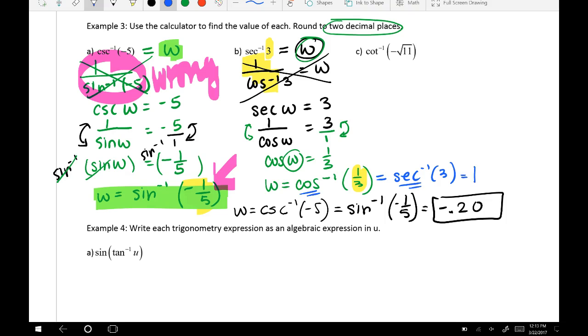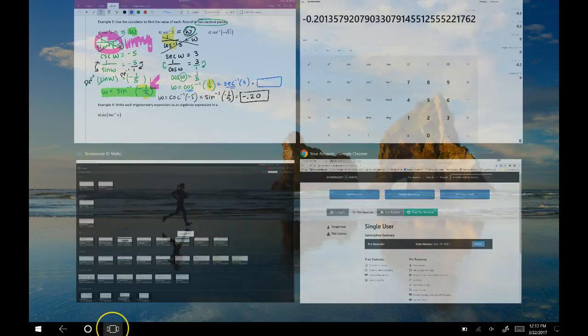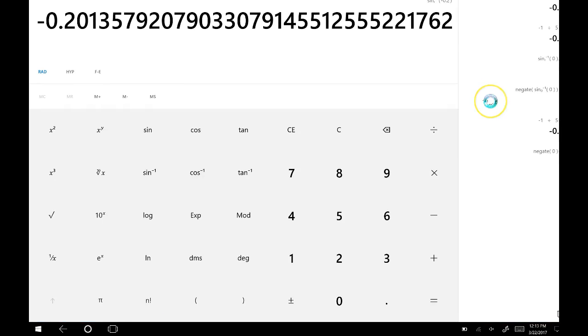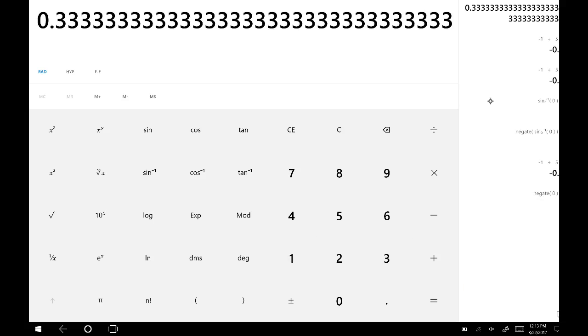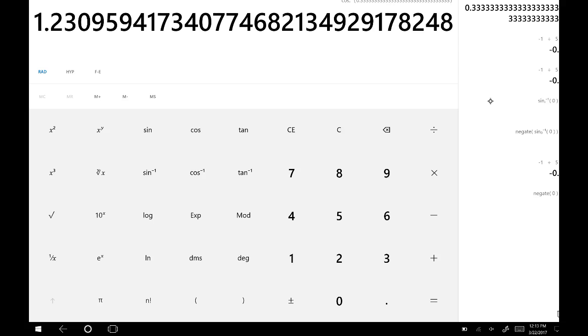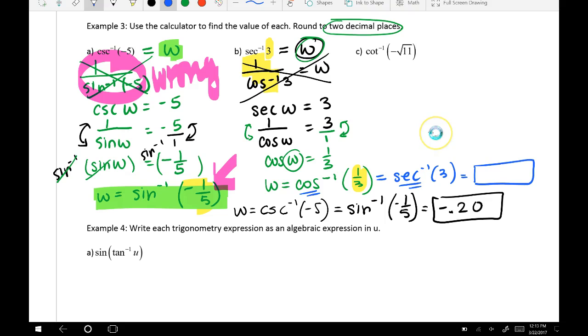Once you have an answer, can you fill that out? Let me try my calculator again. Clear this out. 1 divided by 3 equals. Then I'm looking for cosine inverse, right? Whoa. Is it 1.23? Did I get it right? Did you get it right? Is your calculator in radians? So I'm going to write down 1.23. Okay.